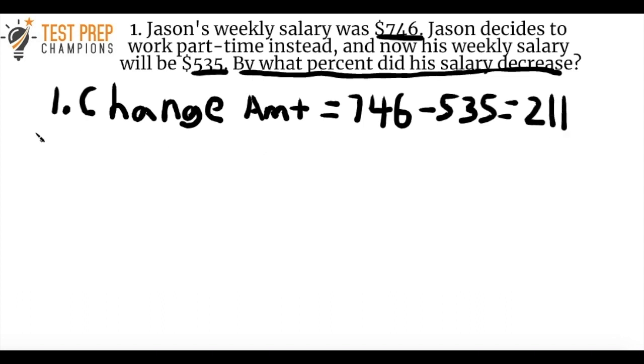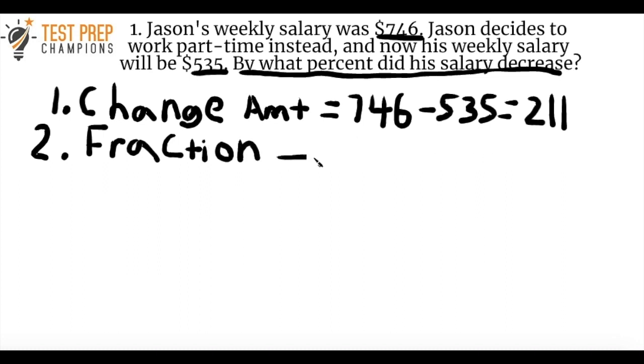All right, and so now the second step is that we want to make a fraction. We want to write a fraction with the change over the starting amount. And again, what kind of fraction? Well, we're going to take the amount of change here, which is 211, and we want to write it over the starting amount, or his starting salary. His starting salary was 746. So we write 211 over 746. So we have our fraction.